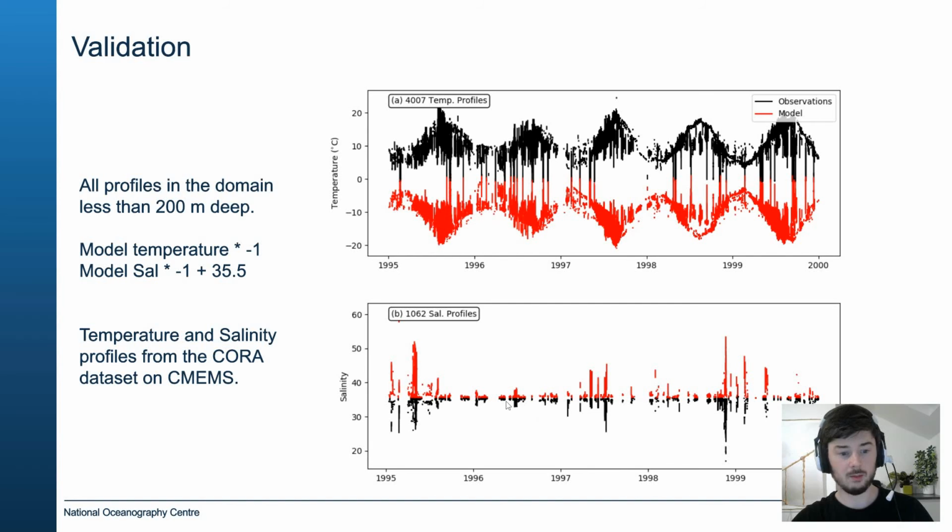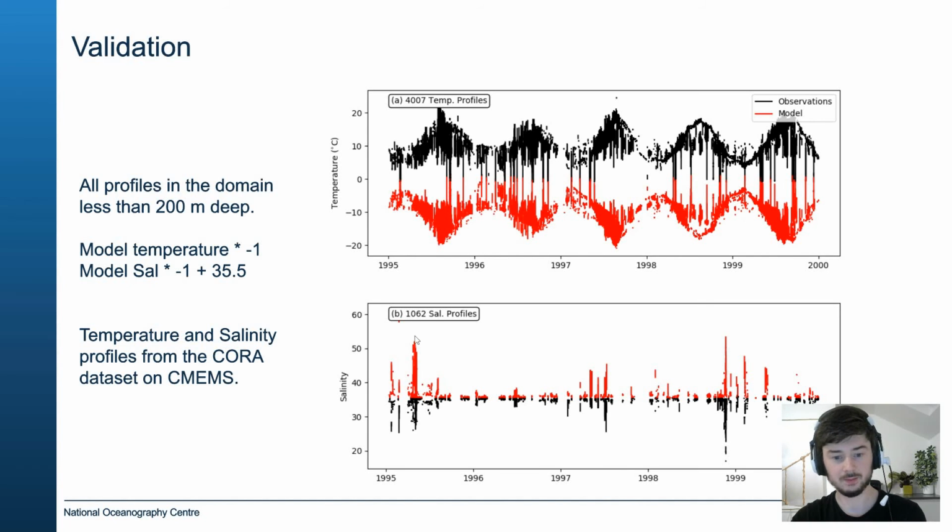So validation. We've done some validation on the model using the CORA data set available from CMEMS. This is a hydrographic profile data set, and I've selected profiles on the Northwest European shelf. Here showing ones that are less than 200 meters deep, and there are 4,000 temperature profiles over this time period from 1995 to 2000. In black we've got the observation profiles, which are then matched in time and space to the correct node in the model, which is shown in red, and that's been reflected in 0 degrees, just so that the two aren't lying on top of each other, and you can compare and see that a lot of the variability and the depth of the profiles and temperature is modelled very well.